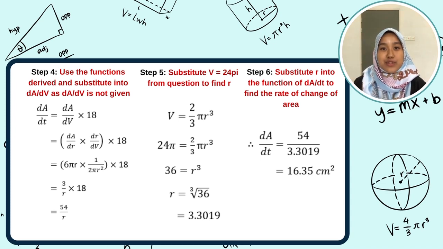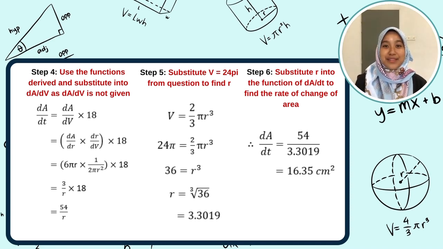Next, you have to substitute the value after you differentiate the derived functions, which is 6πr multiplied by 1/(2πr²) and multiplied by 18. And then you have to calculate, and then you will have 3/r multiplied by 18, and then you will get 54/r.